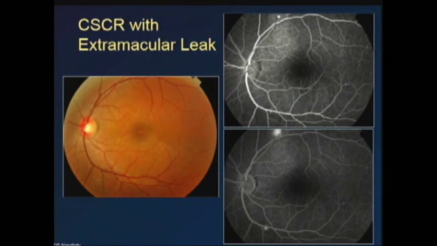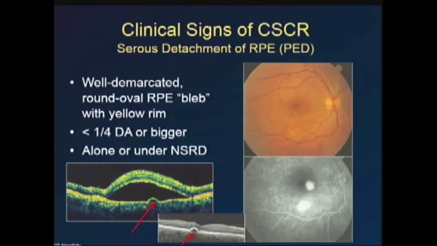Now, you can also have extramacular leak. If you notice here, this is a fluorescein angiogram relatively early, and you have a hyperfluorescent dot right there, but also here. Later on in the angiogram, this hyperfluorescent dot has increased in size, and it is also fuzzy. This also has increased slightly in size, and it's also fuzzy, and it is contributing to the neurosensory retinal detachment, which is here. Here you have RPE changes that are due to this chronic leakage.